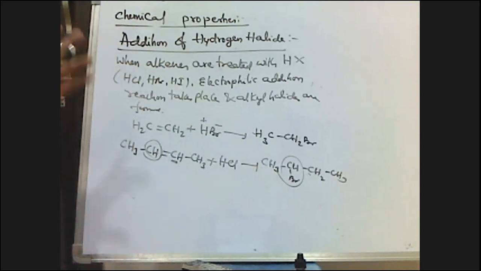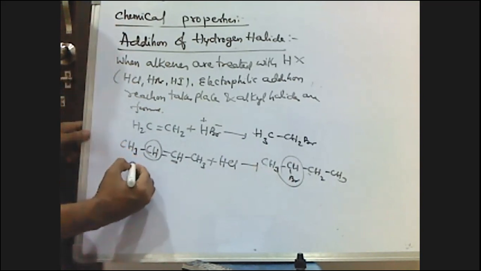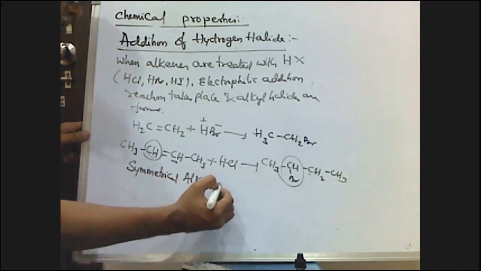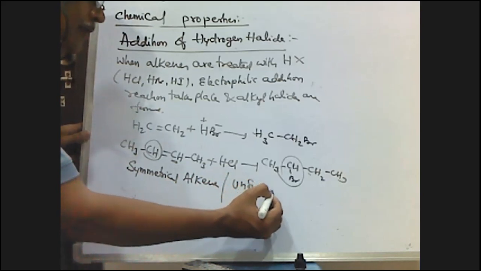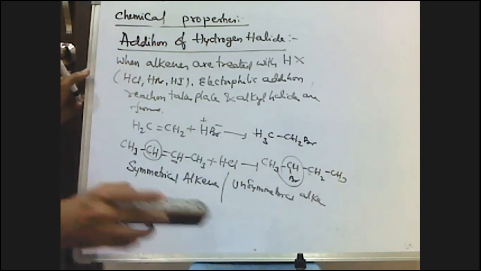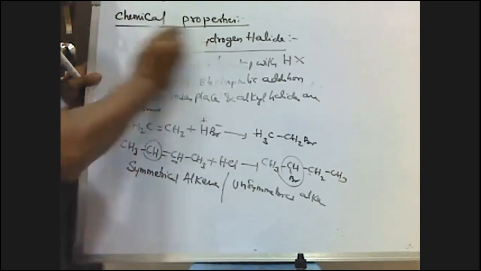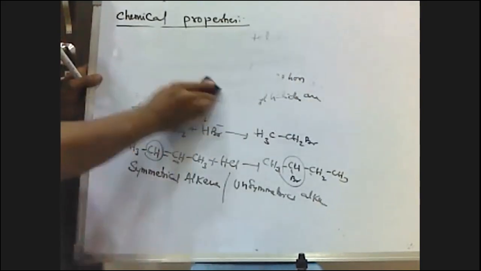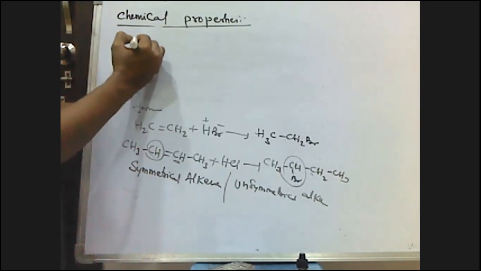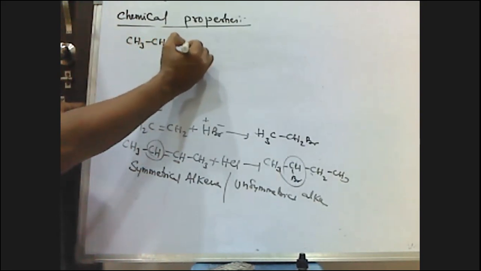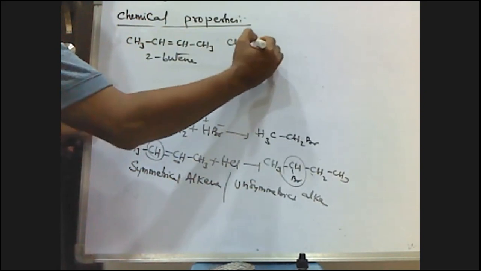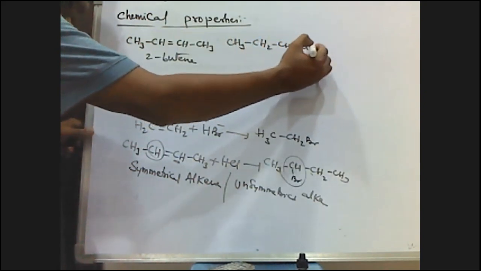So here addition reaction will occur for alkenes. Here we are classifying them into two types: symmetrical alkenes and unsymmetrical alkenes. What are symmetrical alkenes and what are unsymmetrical alkenes? For example, if you take 2-butene and 1-butene. 2-butene is CH3, CH double bond CH, CH3. 1-butene means CH3, CH2, CH double bond CH2.